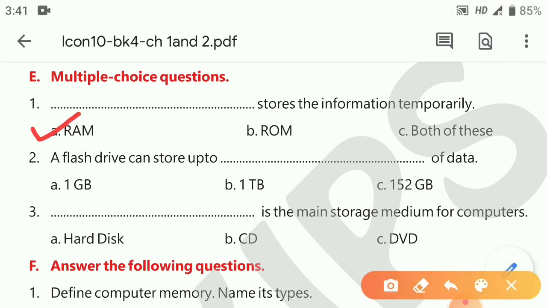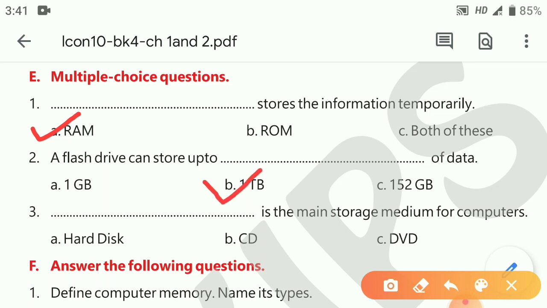Number 2. A flash drive can store up to dash of data. Option A 1 GB, option B 1 TB and option C 152 GB. So for the storage capacity of a flash drive, which option is right? Yes, 1 TB means 1 terabyte of data. So tick the option B in question 2.